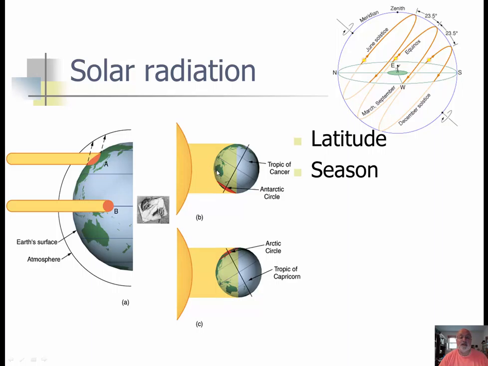This is 23.5 degrees. This is the Tropic of Capricorn. Here's the Tropic of Cancer. But seasonal variation also in terms of radiation. Time of day, daytime, nighttime, much more productivity in the daytime.